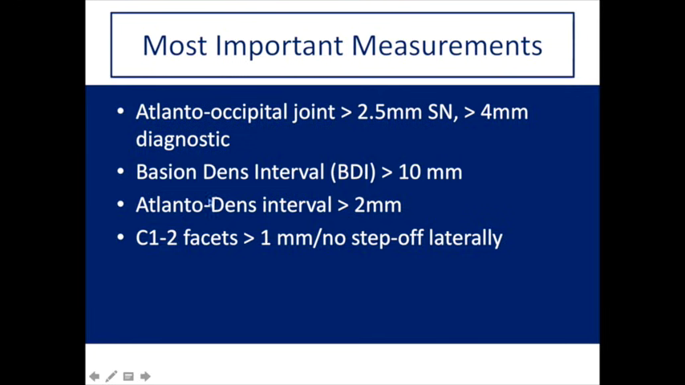The atlanto-dens interval, or the pre-dens space, should not be greater than 2 millimeters in adults. It's bigger in kids. It can be up to 5 millimeters in kids, but you'll be looking at mostly adults. Two millimeters is the number you have to keep in mind. When you're looking at the articulation between C1 and C2 laterally, there should be no more than a 1 to 2 millimeter step off laterally. Anything bigger than that is abnormal.